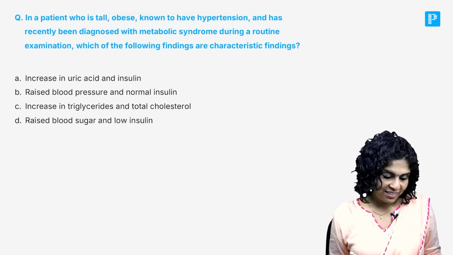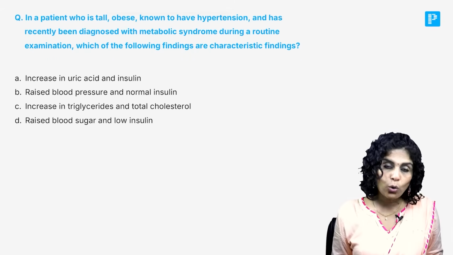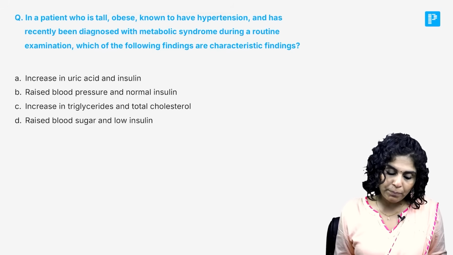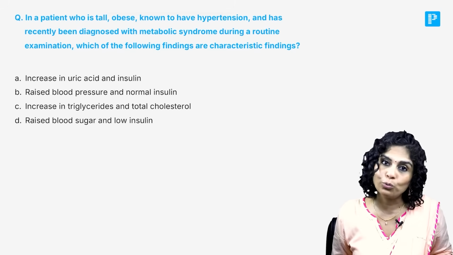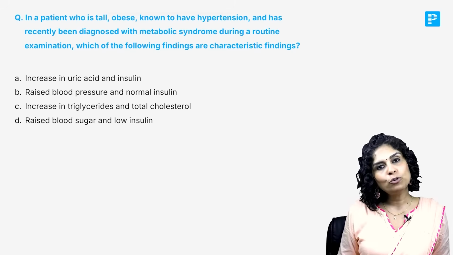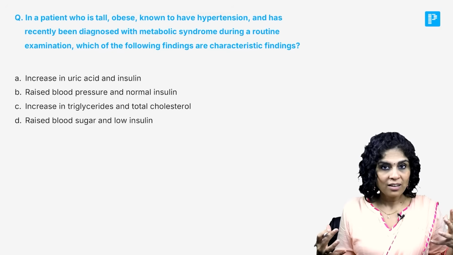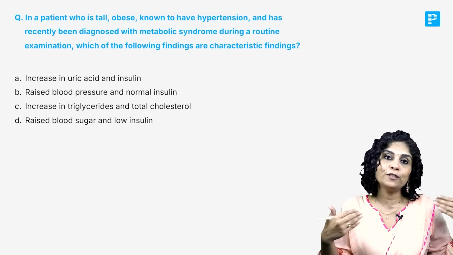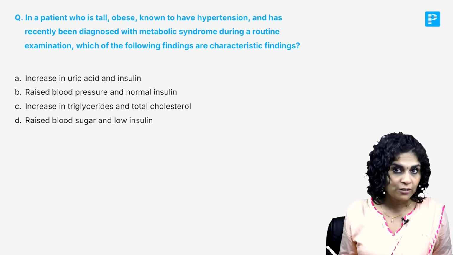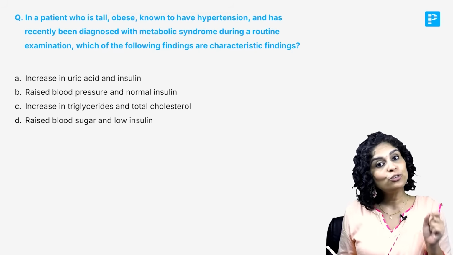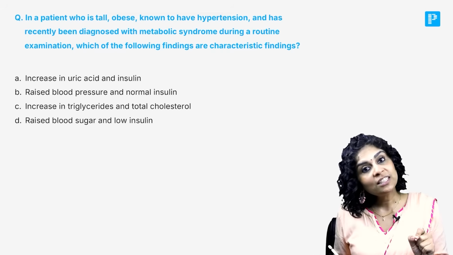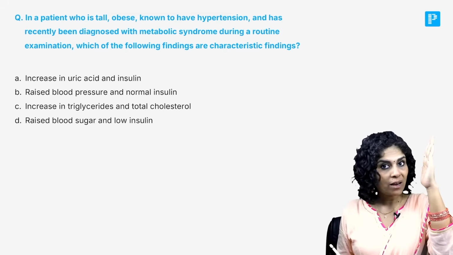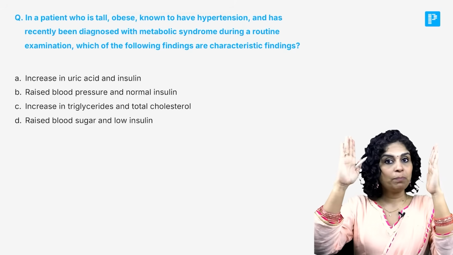So this question, in a patient who's tall, obese, known to have hypertension and has recently been diagnosed with metabolic syndrome. You know, metabolic syndrome is a form of a disorder wherein there should be 3 out of the 5 criteria that fits into a diagnosis of metabolic syndrome. And it's a sign of insulin resistance. When it's a sign of insulin resistance, insulin levels will be high. Okay, uric acid level will be high.